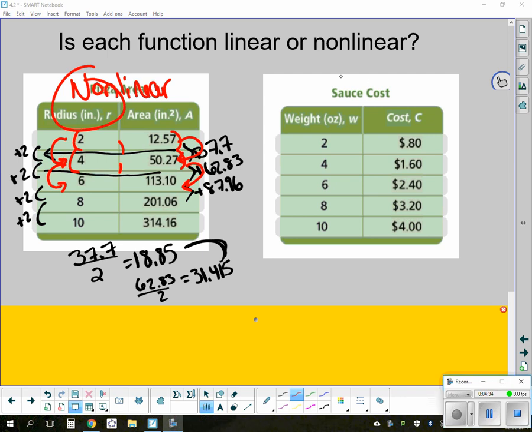Okay, on the sauce cost then, when this was about pizza, on this one, go ahead and find the differences and see if you have a common rate of change on it.